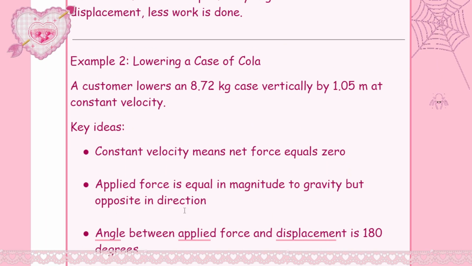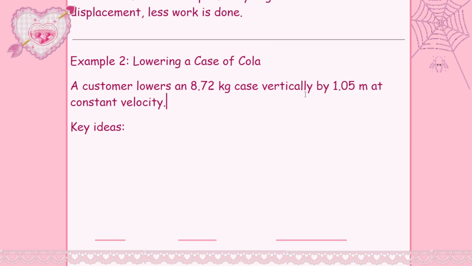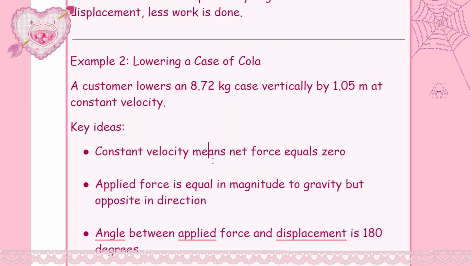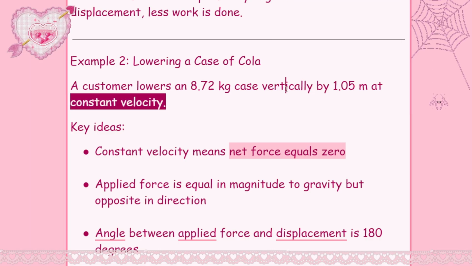Here is another example you can try. A customer lowers an 8.72 kilogram case vertically by 1.05 meters at a constant velocity. So we have a constant velocity, and we should know by now that that means the net force equals 0, right? So always look for key terms like this.